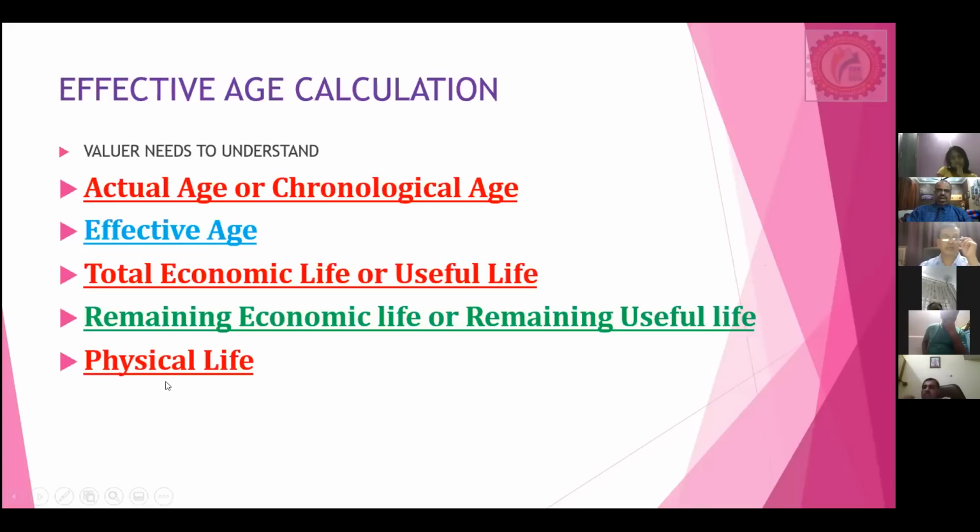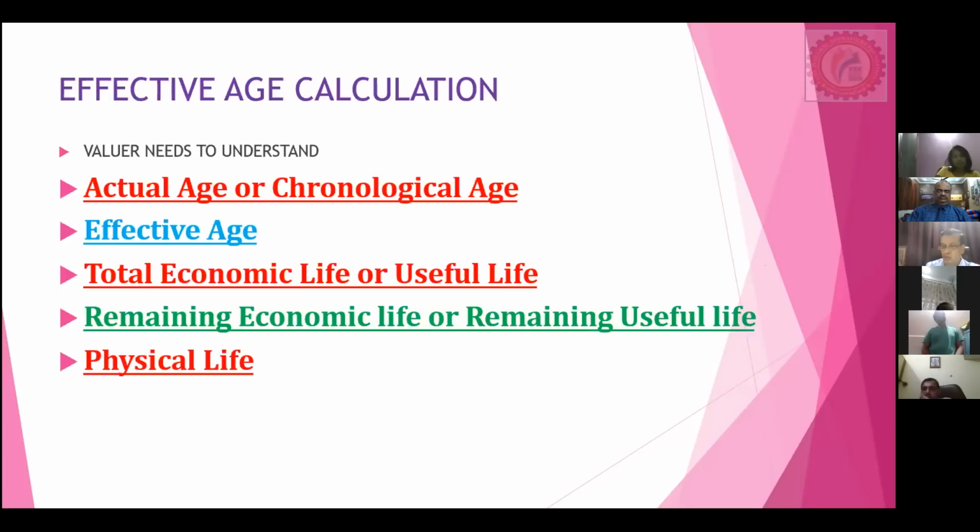Now, what is the meaning of this physical life? Physical life means from the date of construction till it collapses. So that we call it the physical life. The physical life of the building is determined by a team of structural engineers like the CPWD, PWD, or the like. They will decide the physical life of a bridge is about 100 years, the physical life of this building is about 70 or 80 years, or like that.